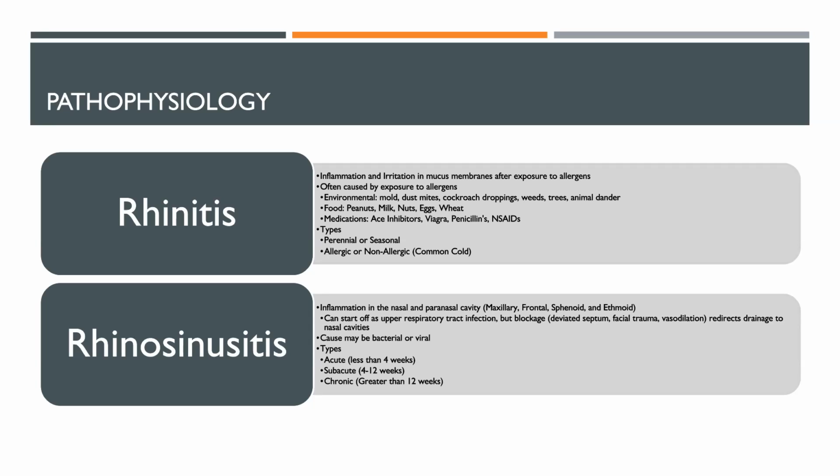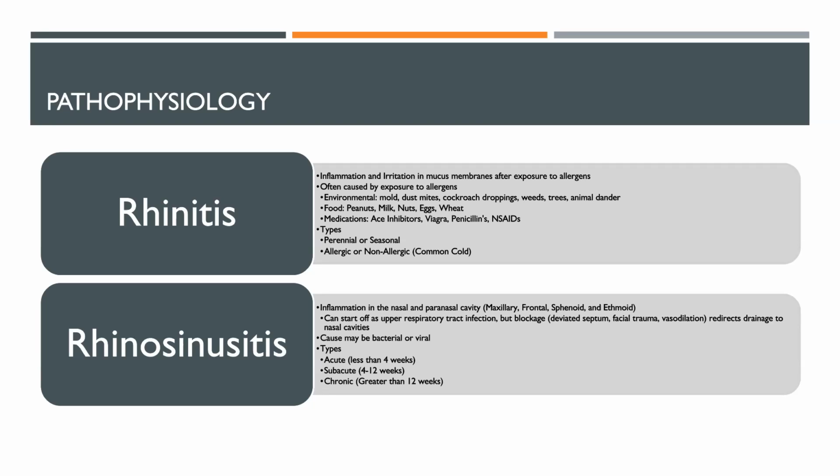Then rhinosinusitis is inflammation in the nasal and paranasal cavity, in particular the maxillary, frontal, sphenoid, or ethmoid sinuses. It starts off as an upper respiratory tract infection, but some type of blockage, either from a deviated septum, facial trauma, or vasodilation, redirects the drainage to the nasal cavity and causes the infection there.